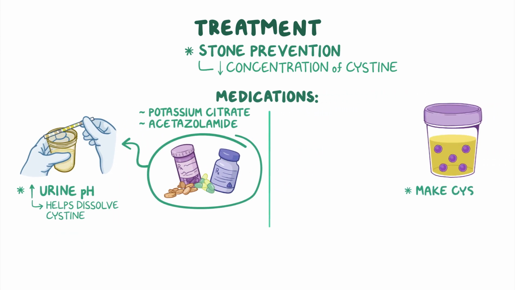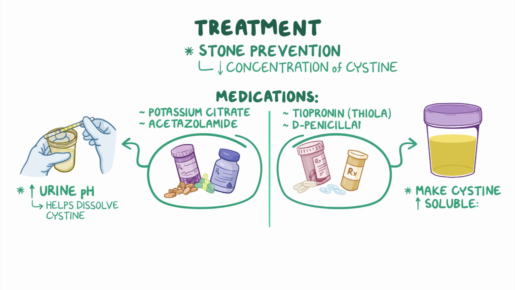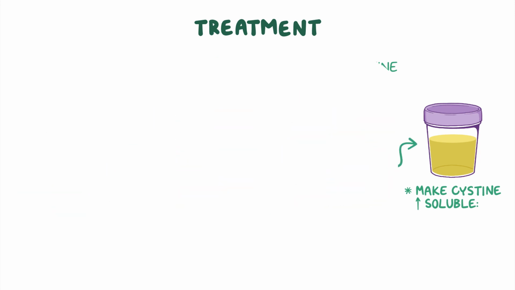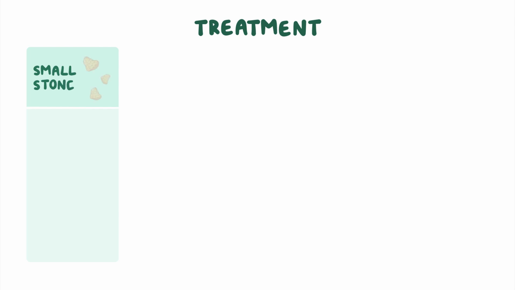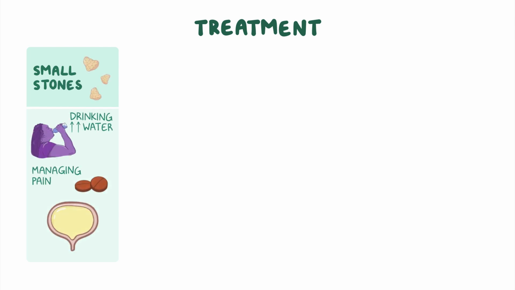And others can make cystine more soluble, like alpha-mercaptopropionyl glycine, which is also called tiopronin or Thiola, and the lesser-used D-penicillamine. But if small stones form, drinking large amounts of water and managing pain may be enough to naturally pass them out of the urinary tract.